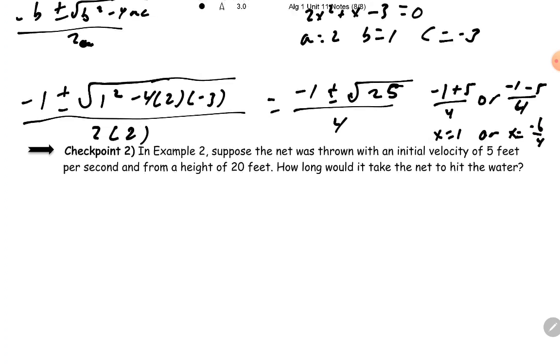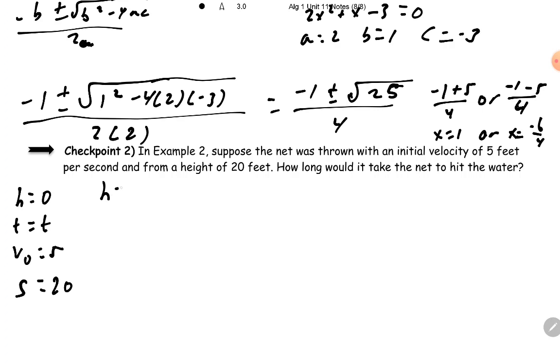Alright, so we're still doing the same example for throwing the net off the bridge, but they just changed a few things. So we want to know how long it still takes to hit the water. Our initial velocity now is 5, so I didn't throw it as hard or as fast. And for some reason, he's at a different bridge, which is 20 feet above the water.